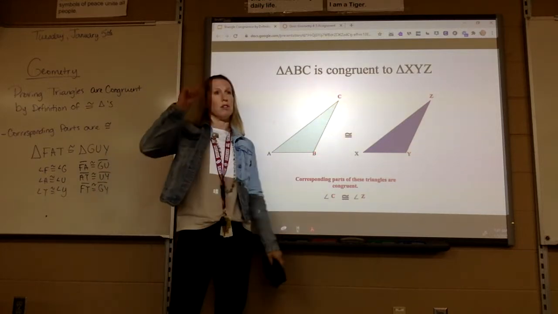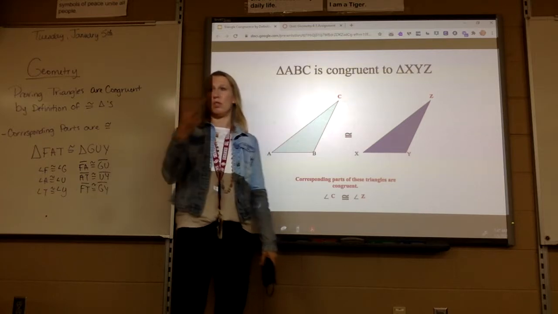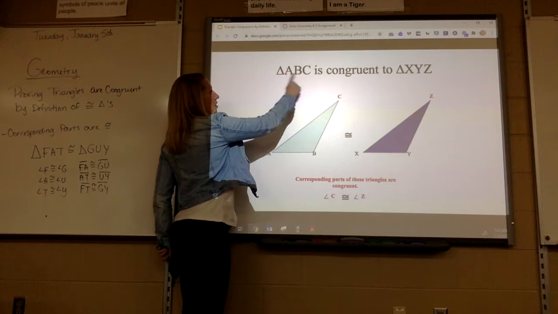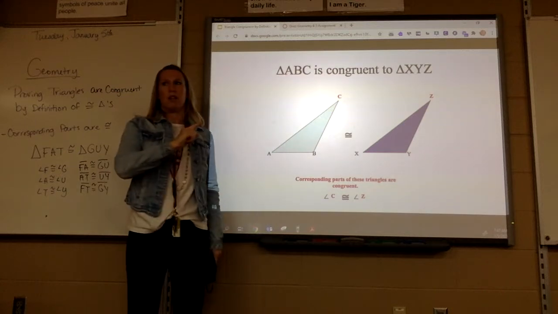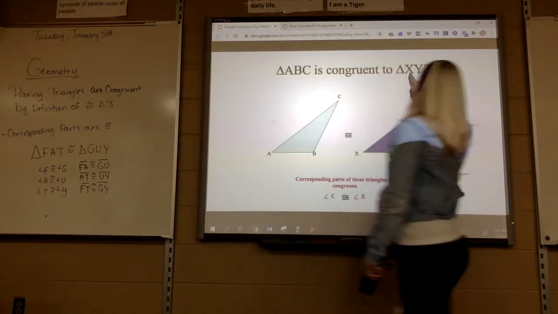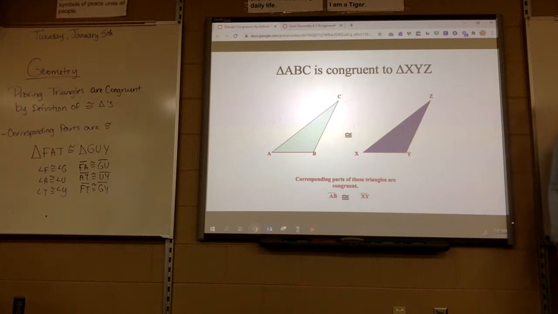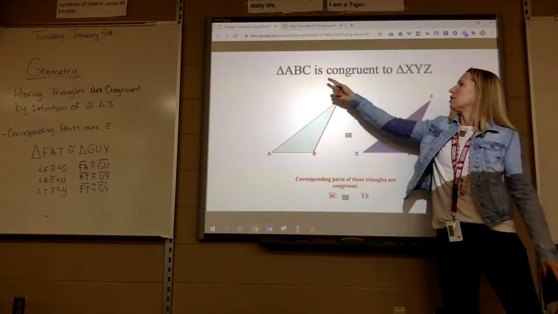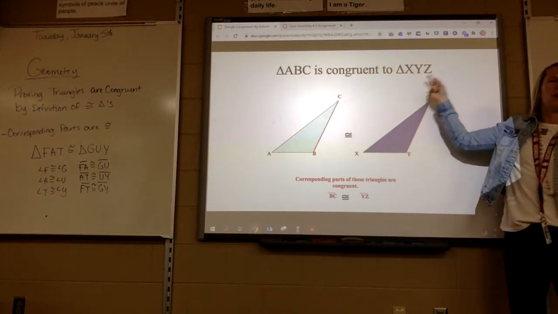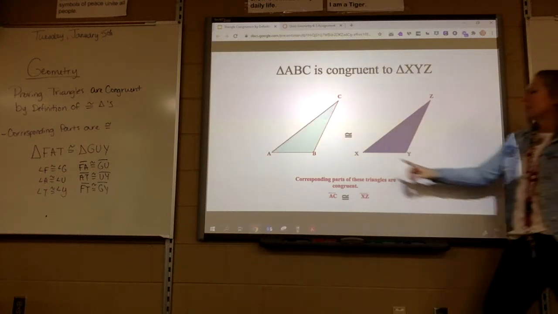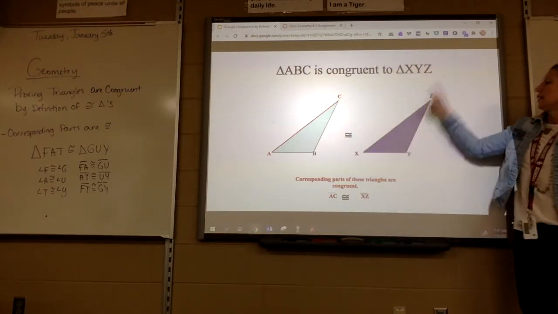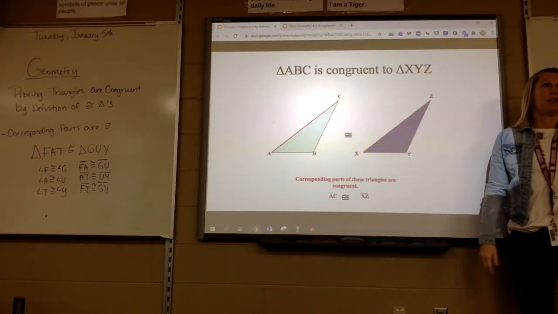Okay, so we can name angles with one letter. We're going to name sides with two letters. So if I said side AB, see how that's the first two letters? What do you think that would be congruent to? Side XY. So always look at the statement. So side BC, last two letters, would be congruent to side YZ. And side AC, first and last letter, would be congruent to XZ, first and last letter.